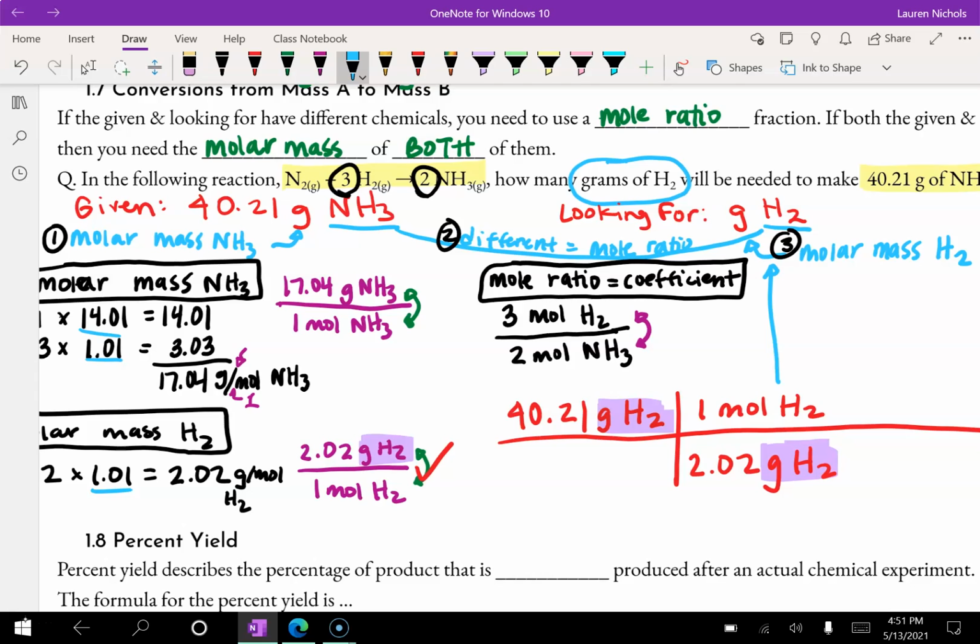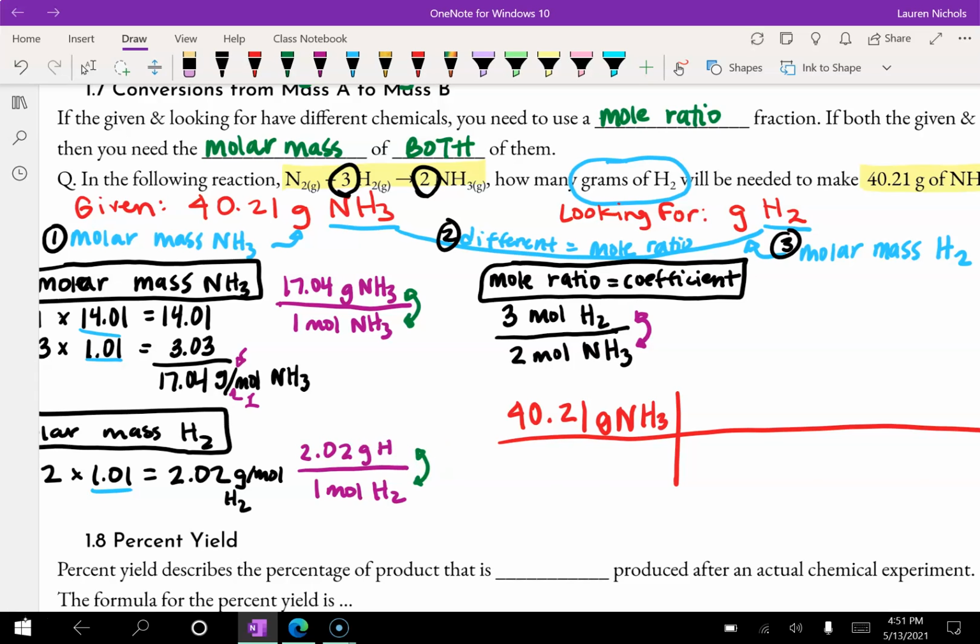Now, I would like to point out that by checking back with my given and my "looking for" as I go throughout this, I was able to catch my mistake, and you can too. So let's go back and start over. I'm not going to re-record the video because learning and making mistakes, that's all part of the process. So grams of NH3. Okay, I thought something seemed a little off. All right, so let's start again.